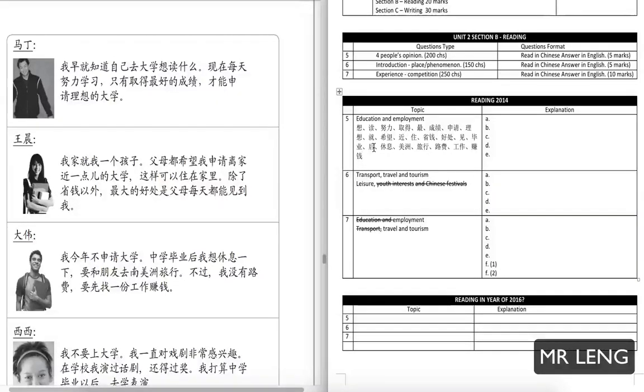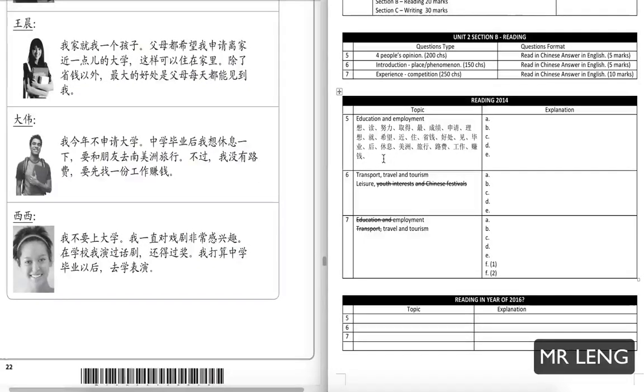It's not "I don't want to go to university" in the third person, it's "I'm not going to apply for a university this year. I want to have a little bit of rest, and I want to go to the Americas with my friends, but I don't have money. I need to earn some money by finding a job first." The last person is different. The last person doesn't want to go to university.